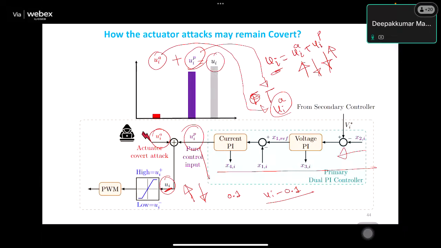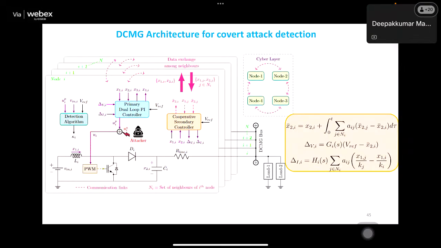How to detect it, right? So again, I have changed the slide. The architecture is similar, only we are trying to create a metric which should respond to this kind of attack. Right? That is the main purpose of this particular work.